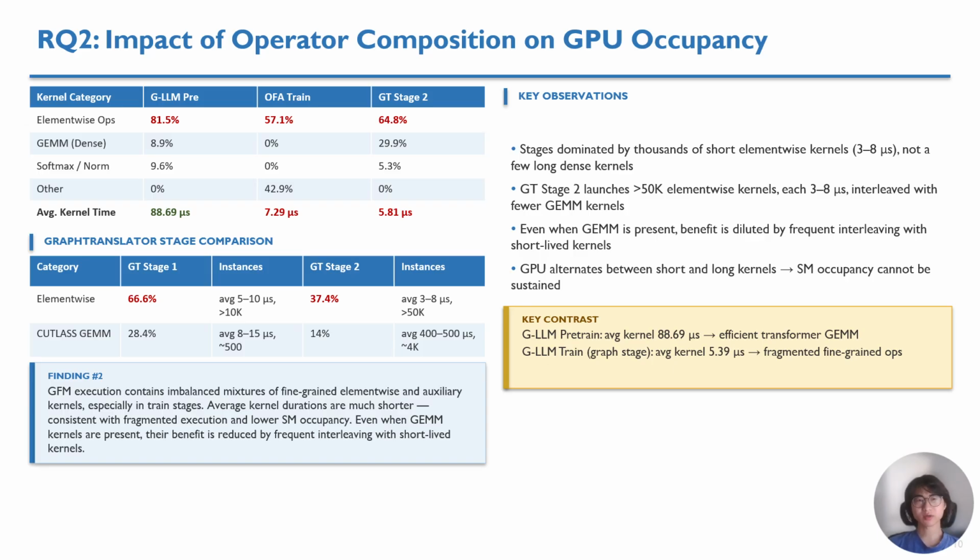Then we got our finding 2. GFM execution is dominated by thousands of fine-grained element-wise operations that prevent sustained SM occupancy. Even when GMM is present, its benefit is undermined by fragmented execution.